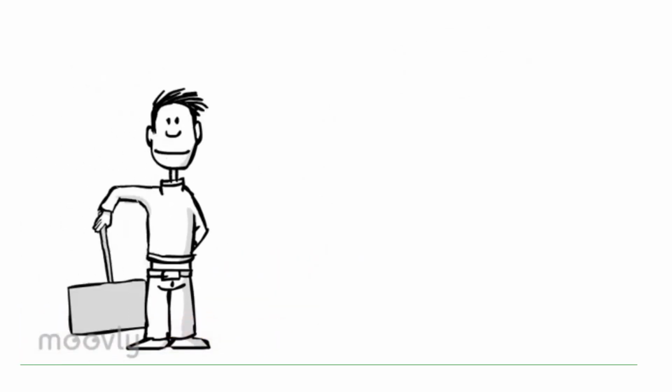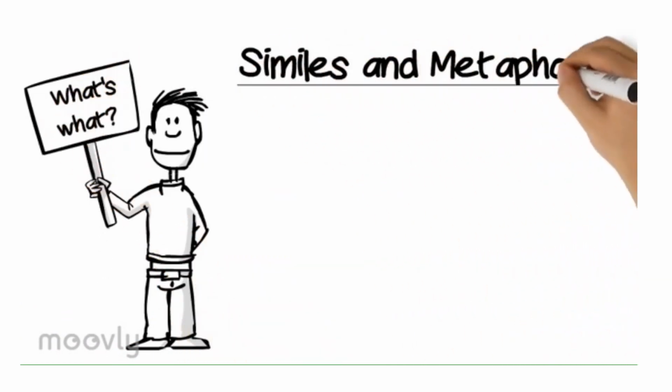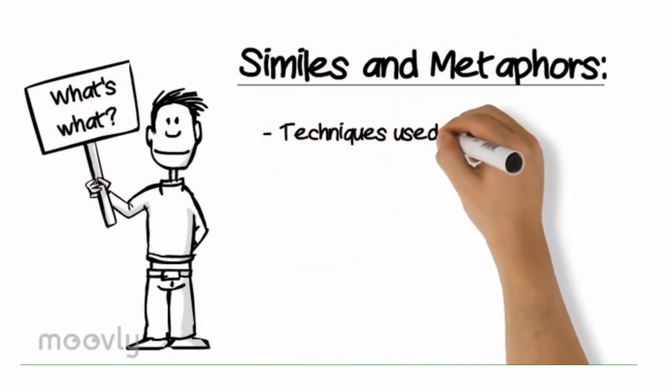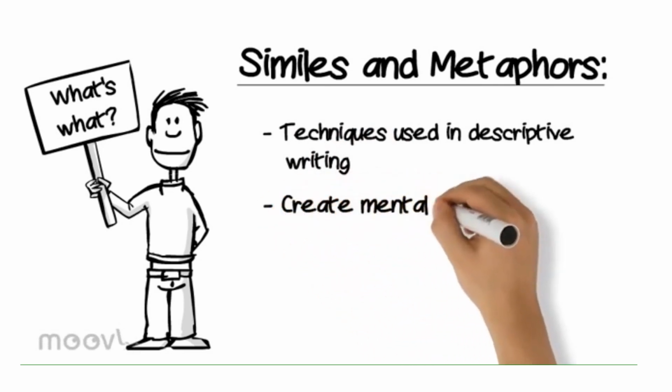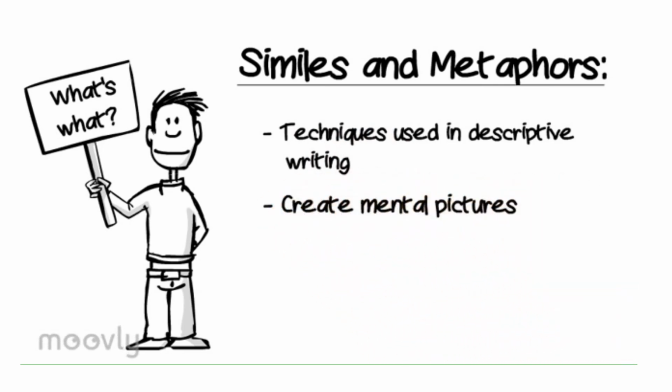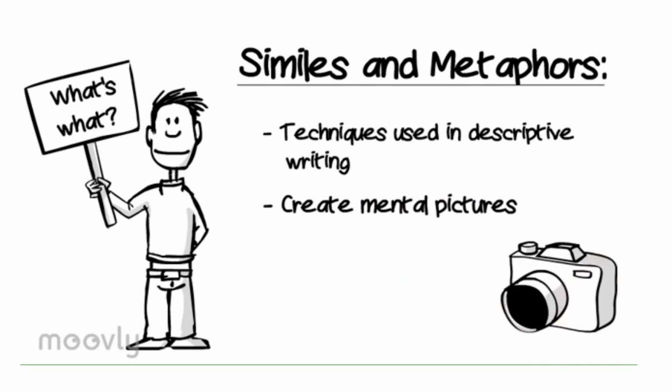To start off, let's go through some definitions. Similes and metaphors are techniques used in writing to describe things. They're so popular because they create mental pictures. This makes reading and listening easier because rather than form words to process in our brains, we see images and scenes. We can get a much better idea of something if we can picture it. So using these techniques makes your writing much more engaging for your reader.